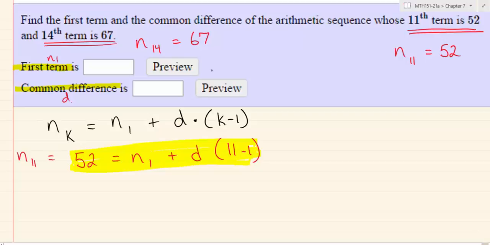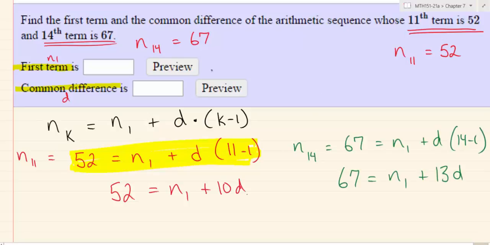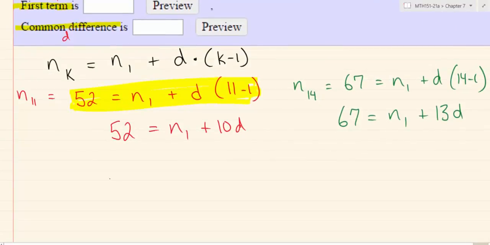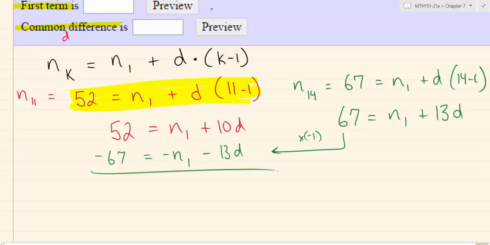So if we did the same thing with the second piece of information, we might get a formula that looks like this. So now we have two equations with two unknowns. You remember back in chapter 1, I think, when we were solving two equations with two unknowns using substitution and elimination. So let's do that. Let's take the first equation and the second equation. How about if we take the second equation and multiply it by -1? And something really nice happens with n sub 1. It cancels out.